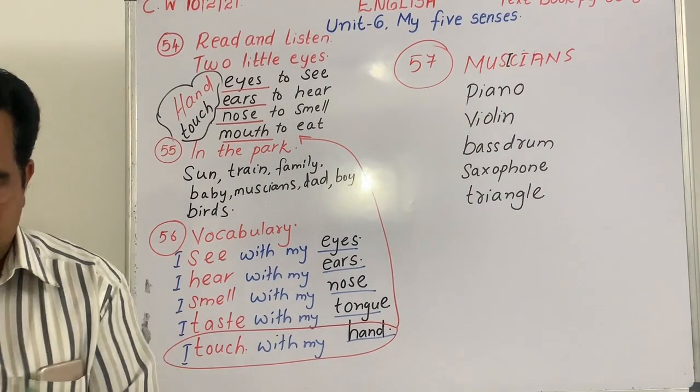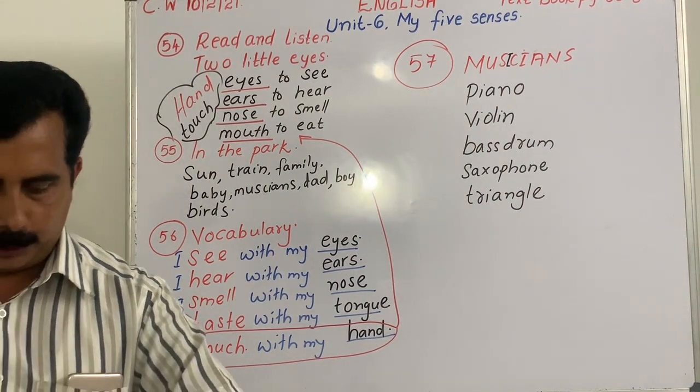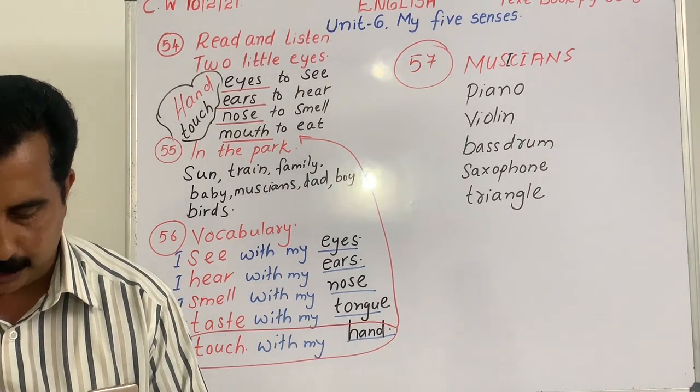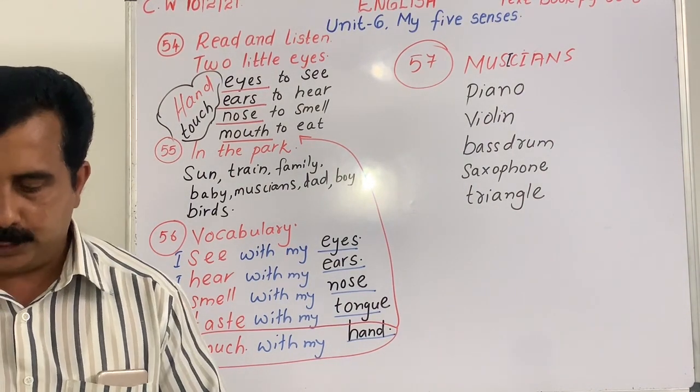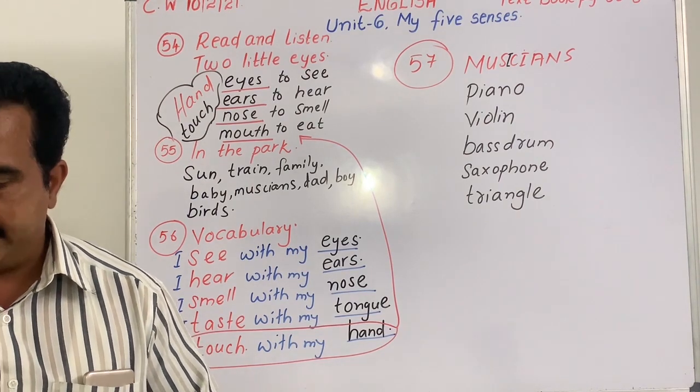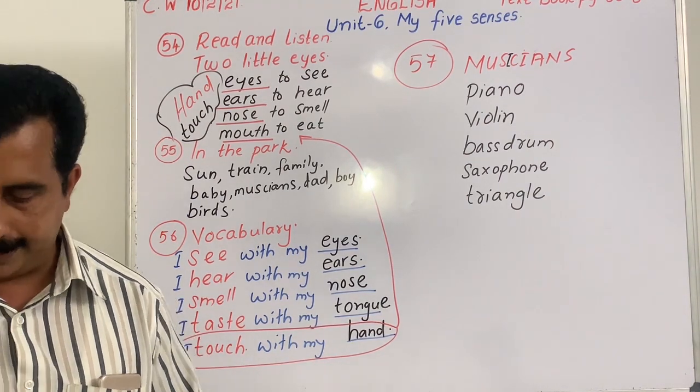Yeah, these are the musical instruments you are going to watch from the picture, page number 80. Find out which one is piano, find out the violin, find out the bass drum, find out saxophone, find out triangle.